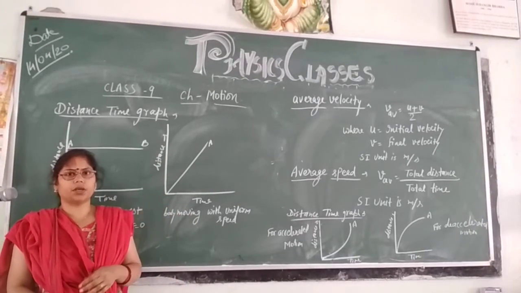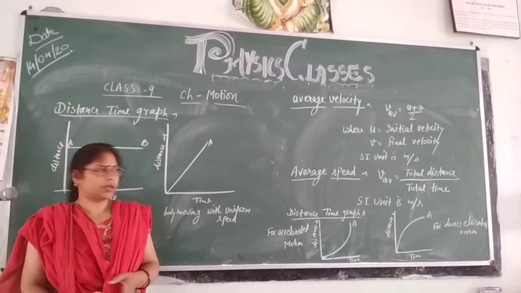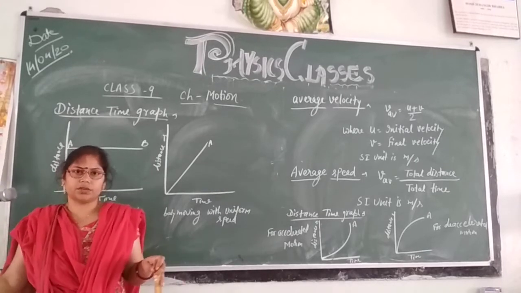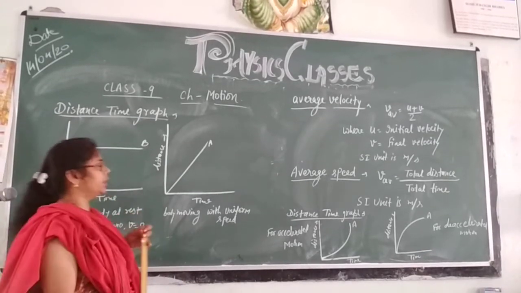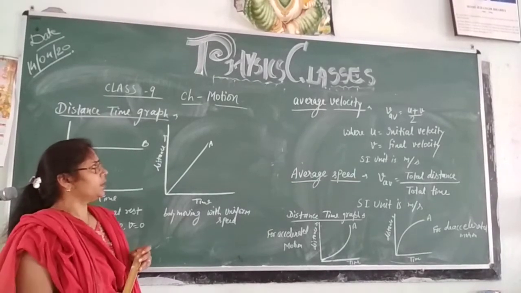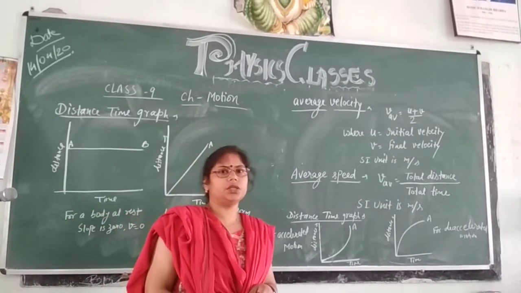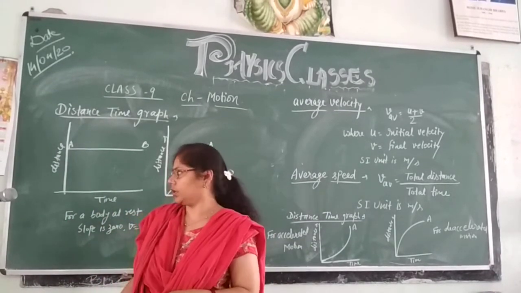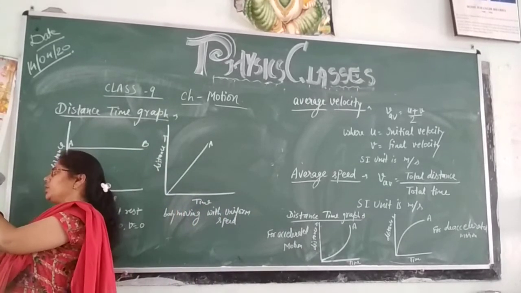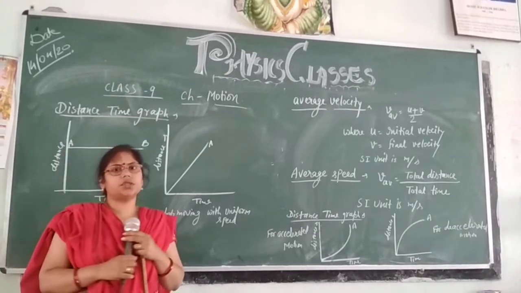Today our topic is motion in class 9, and I will start with average velocity and average speed. What is average velocity? The average velocity is the arithmetic mean of initial and final velocity. The arithmetic mean of initial and final velocity is defined as the average velocity.